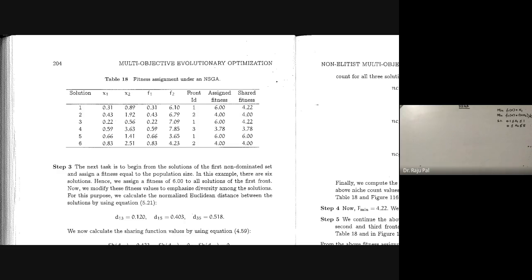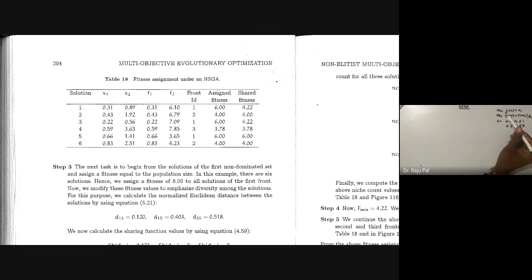We consider two multi-objective functions for this problem. One function is f1, defined over one variable, x1 only, and it is equal to x1. So the value of this fitness function is the value of the variable itself. Then we have another objective function, f2, which is defined over two variables x1 and x2, and its definition is 1 plus x2 upon x1.